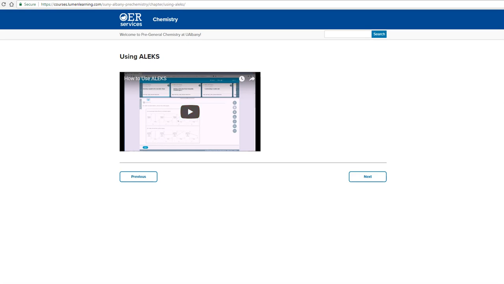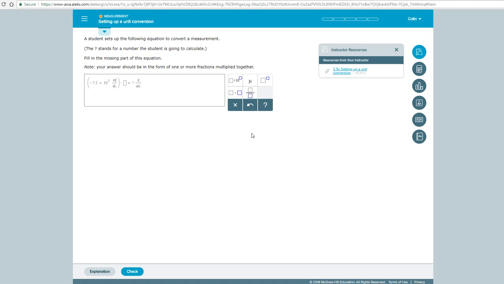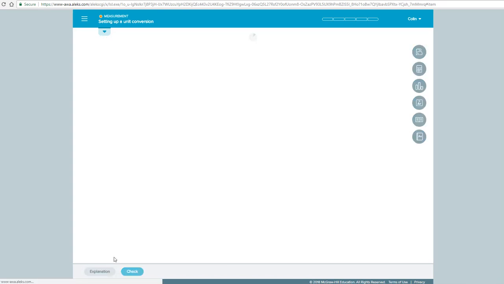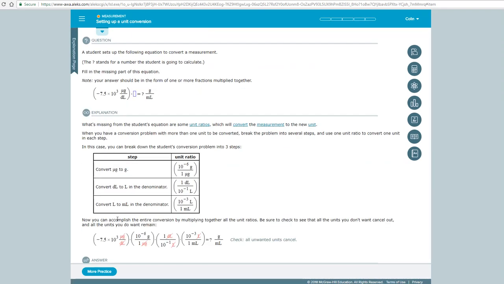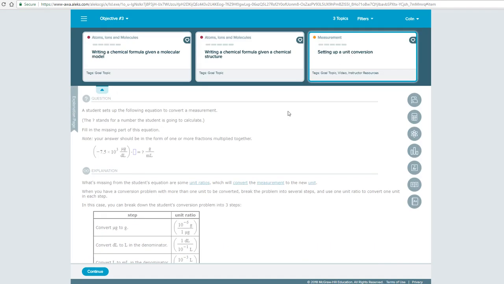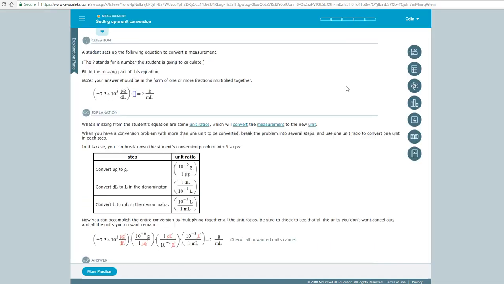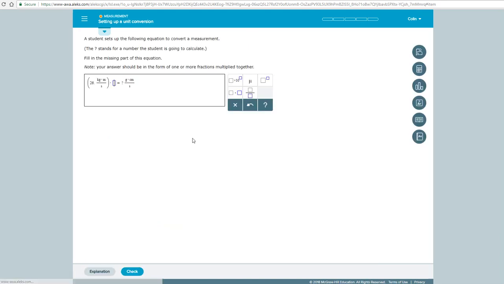So Aleks asks a series of questions. After your knowledge check, you'll end up with something like this. And this is a question right out of Aleks that I have pulled up. And you can type in your answer here and then check your answer. You can click on explanation and Aleks will give you some explanation about how to do this problem. So once you have pulled up this question and you want to solve it, you can go ahead and type in your answer and you can check. I just made that number up, so it's probably not the right answer.